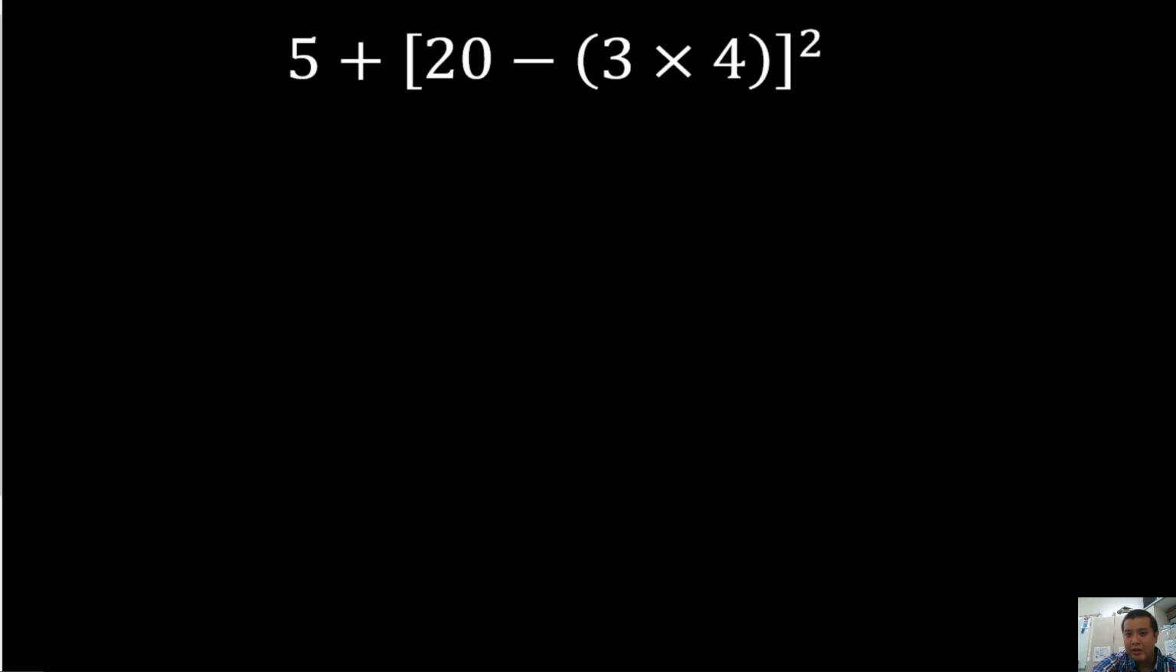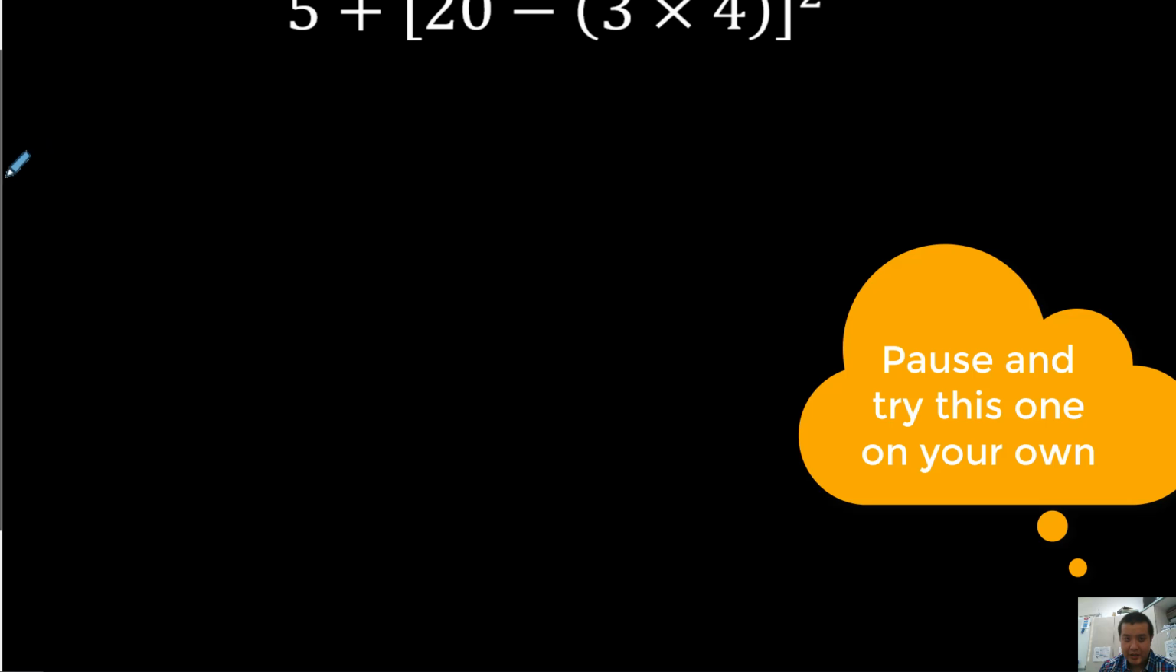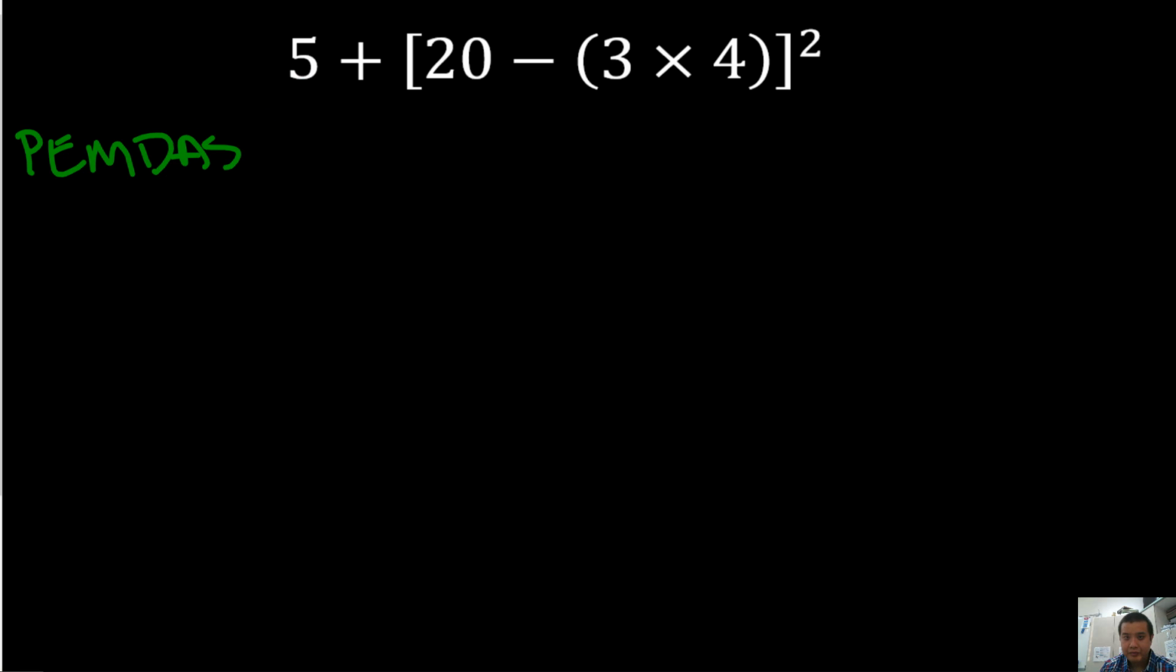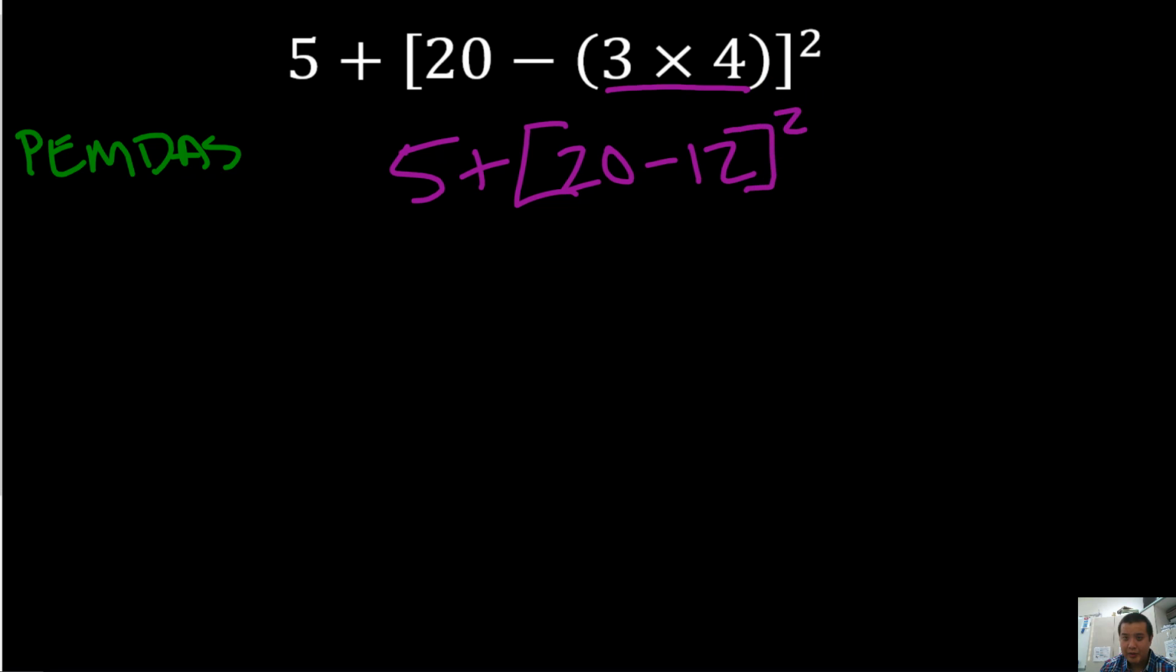Pause the video and try this one on your own. Again, we're going to start with PEMDAS on the side so that we can keep things in order. PEMDAS, P-E-M-D-A-S. And we're going to start with what's inside the bracket, and inside the bracket there is a parenthesis, so we're going to start there. We're going to start with 3 times 4. Okay, so we got 5 plus, writing everything down so I don't forget, 3 times 4 is 12, and bracket to the 2nd power.